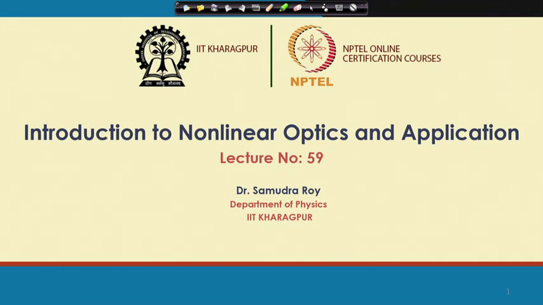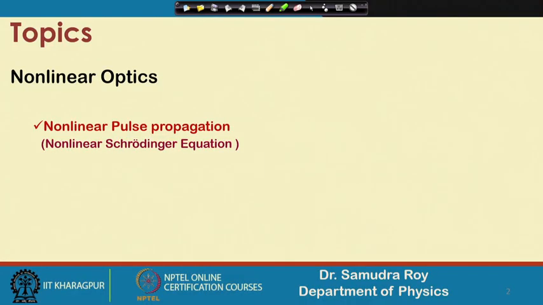Today we have lecture number 59, and today we are going to learn nonlinear pulse propagation. This nonlinear pulse propagation is mainly governed by one very important, well-known equation called the nonlinear Schrodinger equation. Today we are going to derive this equation to understand exactly what is going on when a wave is propagating in a nonlinear medium.